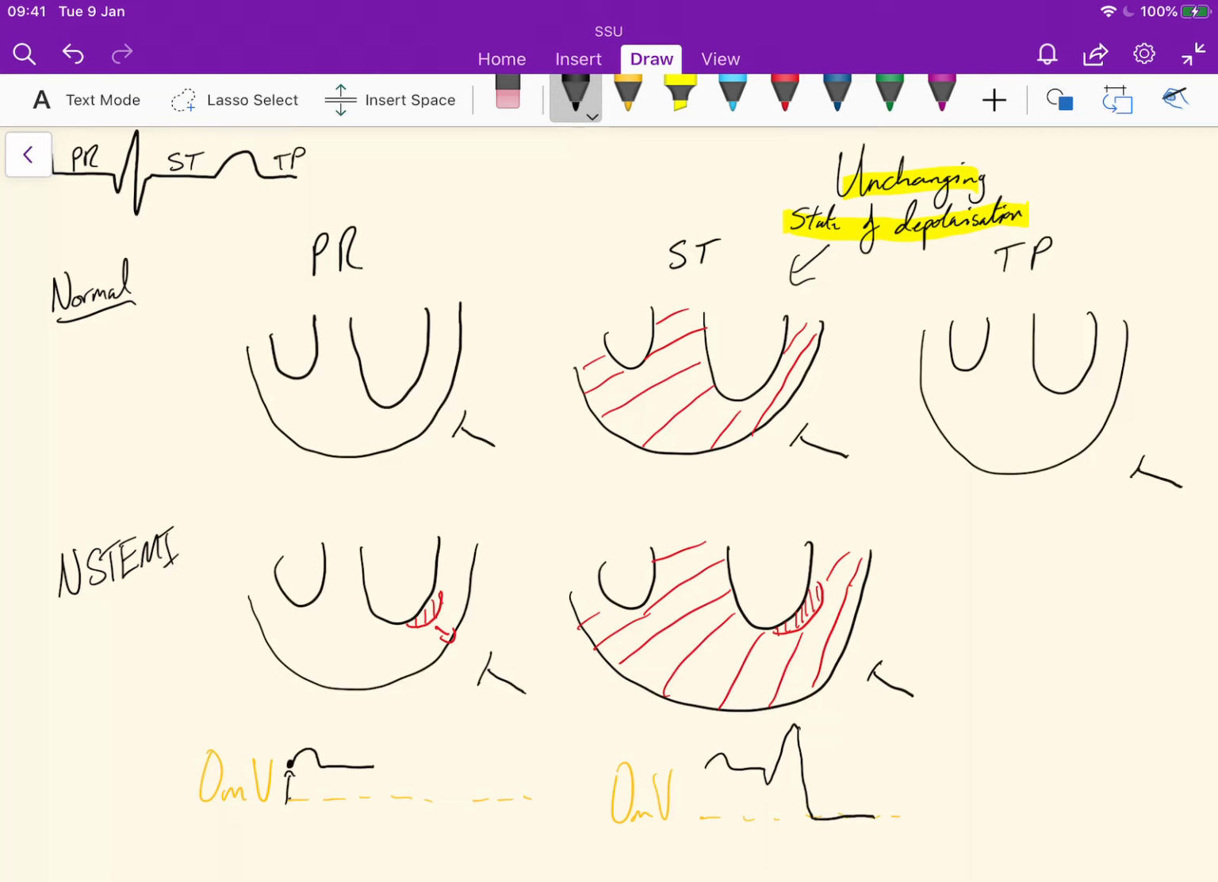Just to recap that once again, the depolarizing current from the ischemic area over here causes the baseline to be raised. That raises the P wave and the PR interval and the QRS complex as well. But when the whole ventricle reaches that state of unchanging depolarization, this ischemic area over here is unable to depolarize the surrounding tissue. So the ischemic area is no longer able to raise the baseline to a more positive value, so it returns to 0.